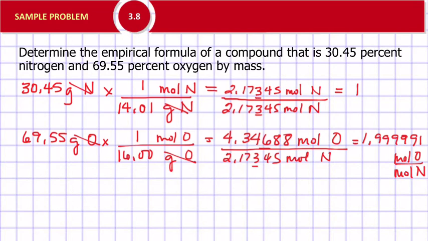That is very close to 2, isn't it? It's not perfectly 2 because these are based on measurements and there is some uncertainty. But this is close enough that we can round this to 2. What this is telling me is that there are 2 moles of oxygen for every 1 mole of nitrogen in this compound. So I'm going to round this to 2. And those are going to be the subscripts. So this is the subscript for nitrogen, and this is the subscript for oxygen. Well, we don't write ones, so I leave the 1 off, and I get NO2. And that's the empirical formula for this compound. Any questions?